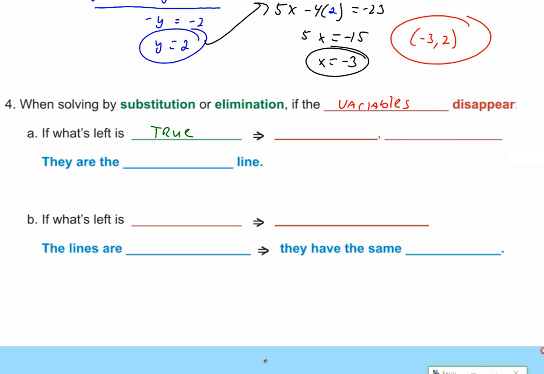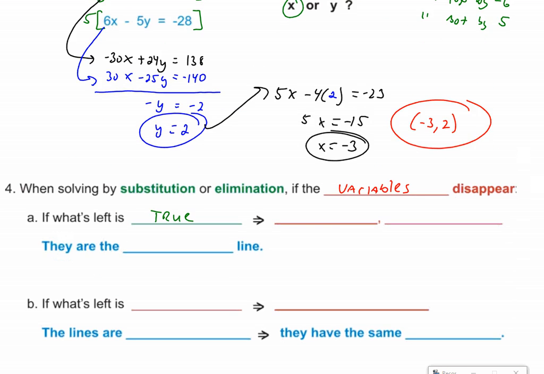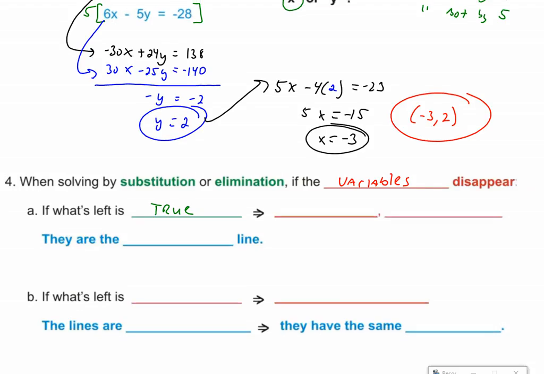So if what's left is true, let me pause for a minute and get you to think about what's going on. For example, as we were doing this problem, what if at the same time the y's also added out? Maybe that was a negative 24, not a negative 25, and there would be no y's. We would have gotten 0 equals negative 2. That would be a false scenario. If we would have gotten 0 equals 0, that would have been a true scenario.